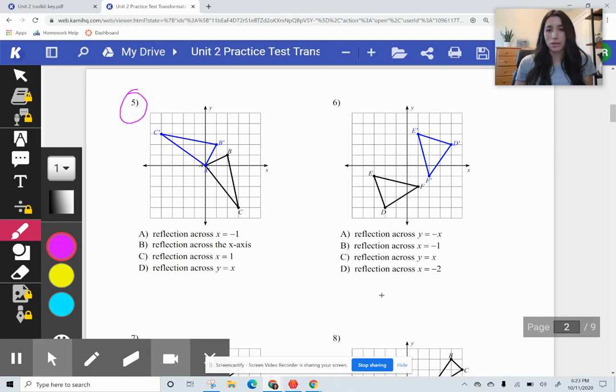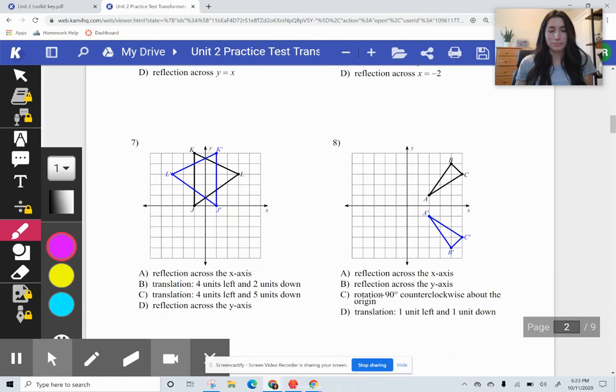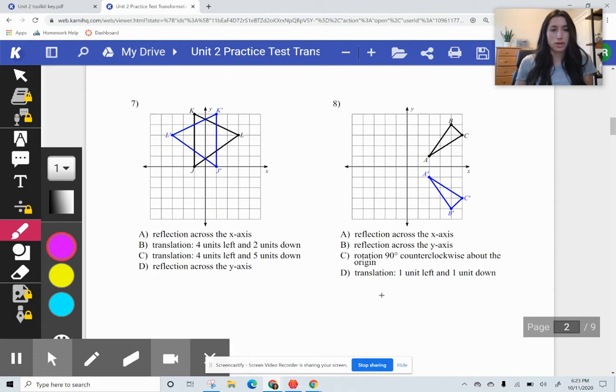Okay, now let's try question 6. Which type of reflection is this? Okay, now let's try question 7. And let's answer question 8.